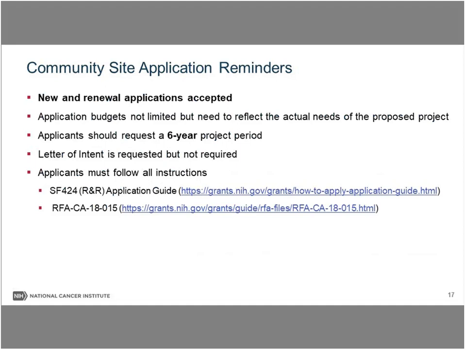This is the community site webinar, and so we have a few specific recommendations and reminders for you. Again, new and renewal applications are being accepted. There is no limit to the budget. However, the budget you submit needs to reflect the actual needs of your proposed project. We want to remind everybody that this is a 6-year project period, so your budget should encompass a 6-year period. We have requested a letter of intent, which helps us in planning our scientific reviews, but you are not required to provide the letter of intent. And again, please follow instructions that are linked here.